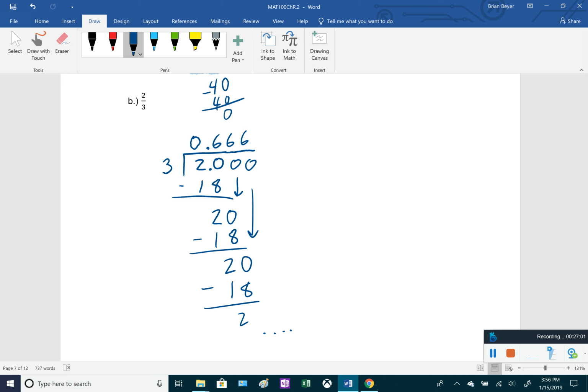0.6666666666 forever. So instead of writing dot dot dot, what we write is a repetition bar. We write it as 0.6 repeating. This little bar up here means whatever is under it is going to repeat. So it's going to be 0.6, and the 6 is going to repeat over and over and over again.